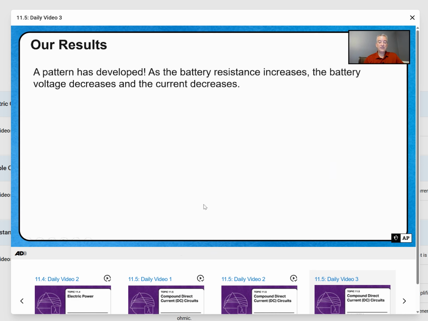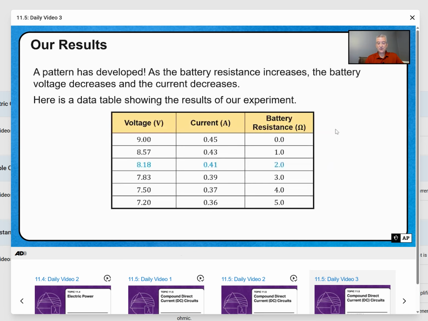What we should note is a pattern has developed. As the battery resistance increases, the battery voltage decreases, and the current is going to decrease. If we recorded all the information as we did work through the simulation, we might develop a data table that looks something like this: the voltage measured in volts, the current measured in amps, and the battery resistance measured in ohms. We can note that as the battery resistance increased, the voltage decreased as well as the current.